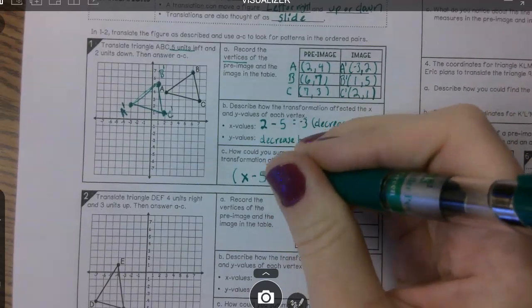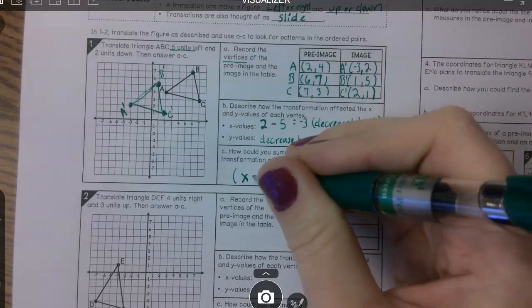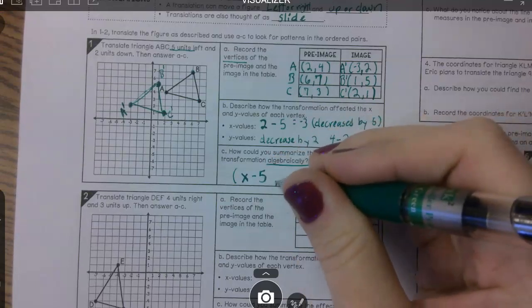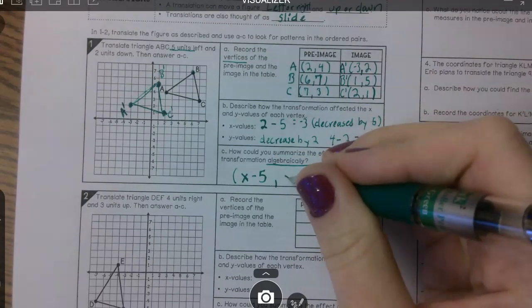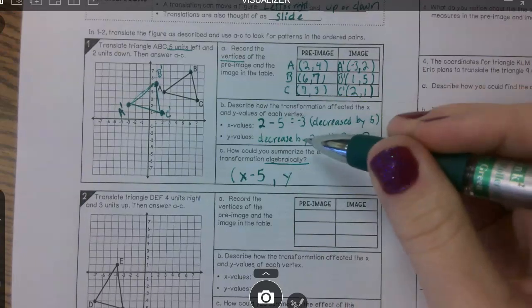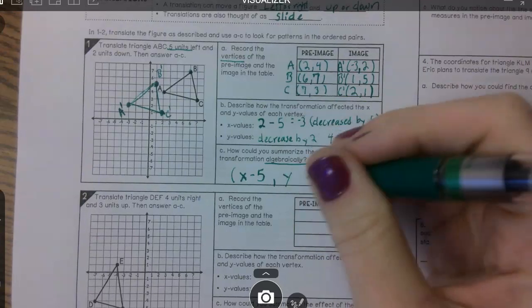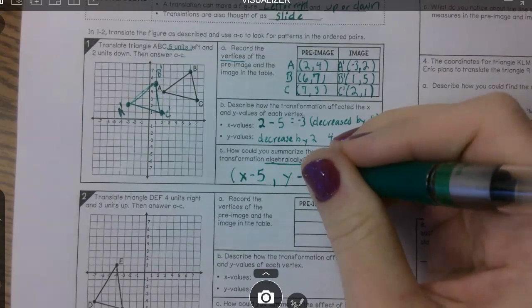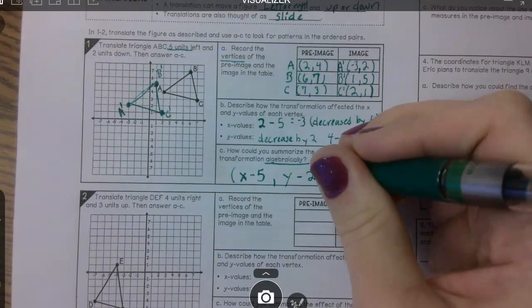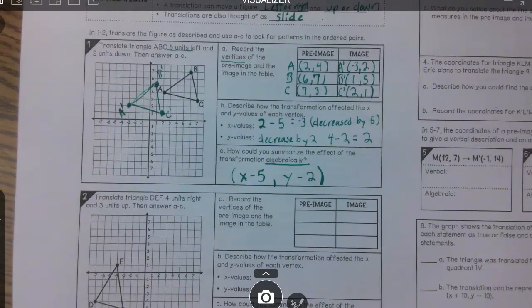And that's how we would show that they were decreased by 5. And all of the y values were decreased by 2. So I would show -2. Okay, now some of you are thinking, oh my gosh, the words are so much easier. Why would I show it mathematically?